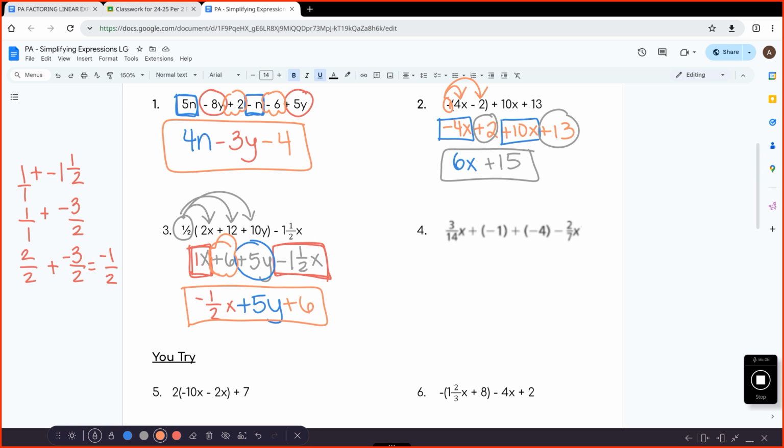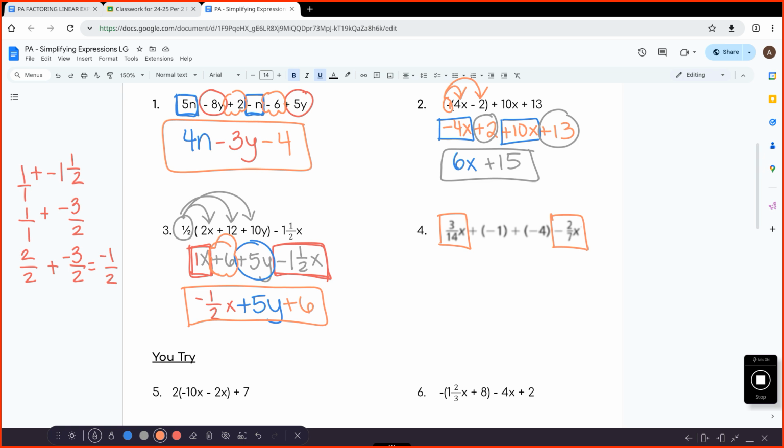All right, so here's our next example. We do have parentheses here, but you'll notice inside the parentheses here is just a negative 1. There's no operation. And inside the parentheses here is negative 4. Again, there's no operation. So we don't really need to worry about distributing anything. So let's focus on our like terms. So we have a 3/14 x and a negative 2/7 x.